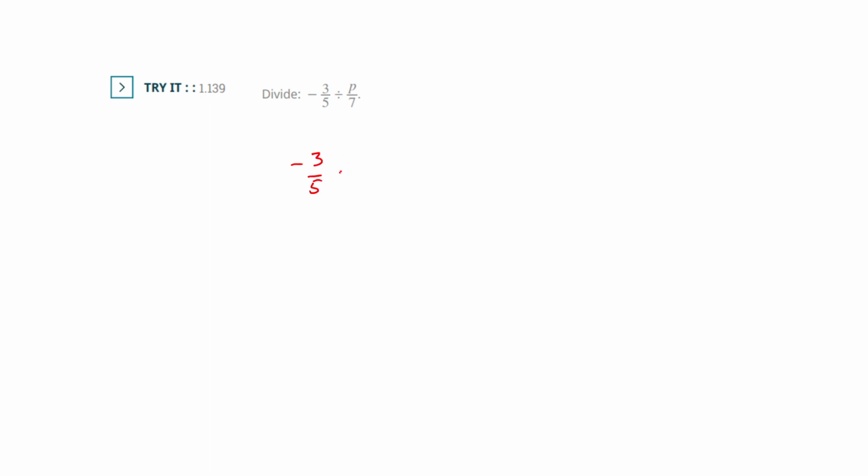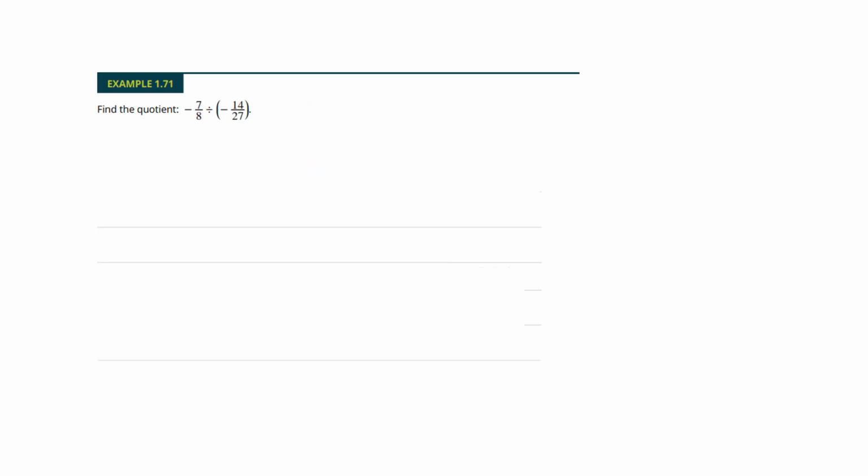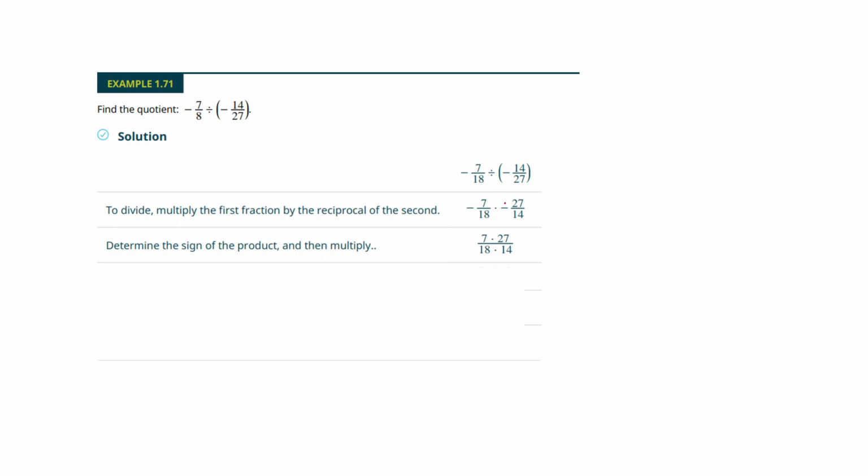I'm going to keep the first one, change it to multiplication, and flip it. We're going to keep, change, flip. Now there's nothing to factor down. There are no common factors, so I'm going to make this negative 15 over 8p. Okay, keep, change, flip it upside down. Now we're multiplying two negative numbers, so it'll be a positive. I put everything on the top and on the bottom.